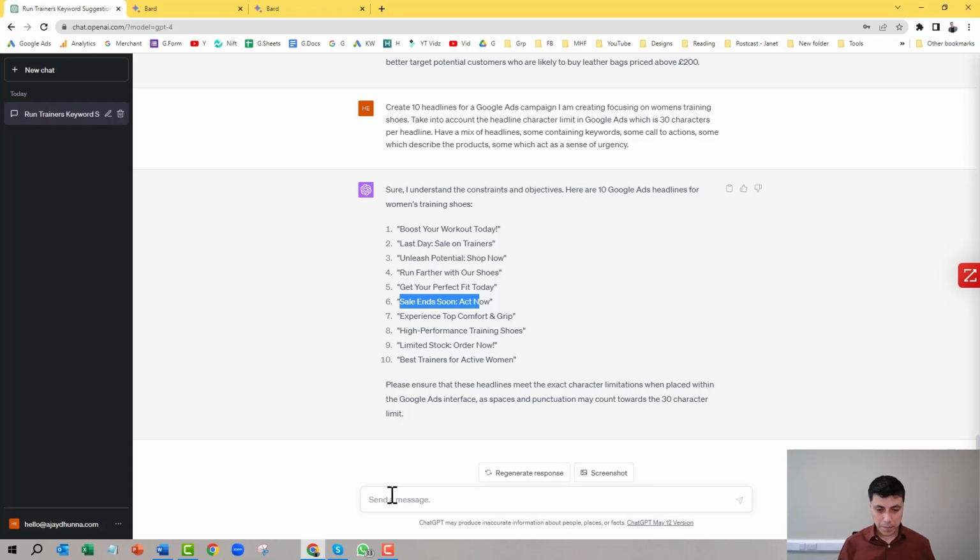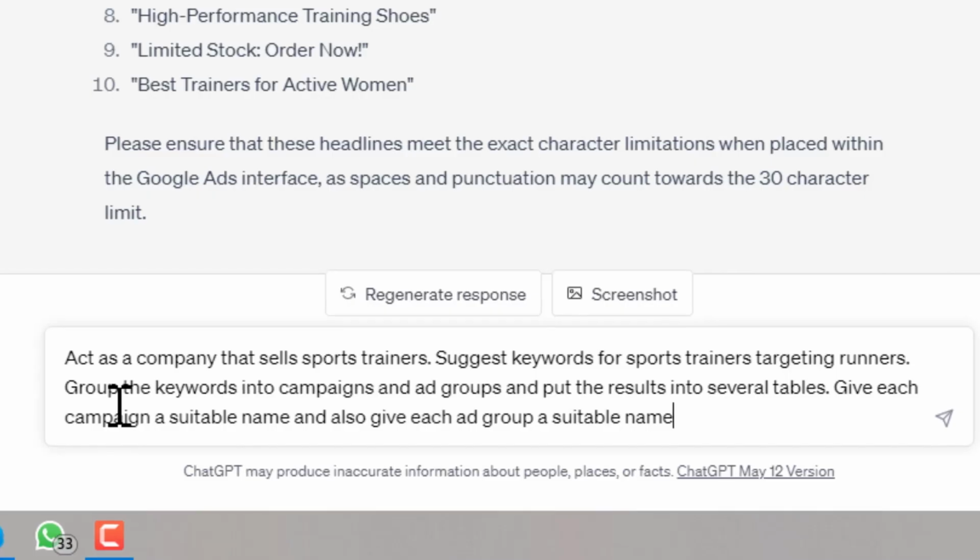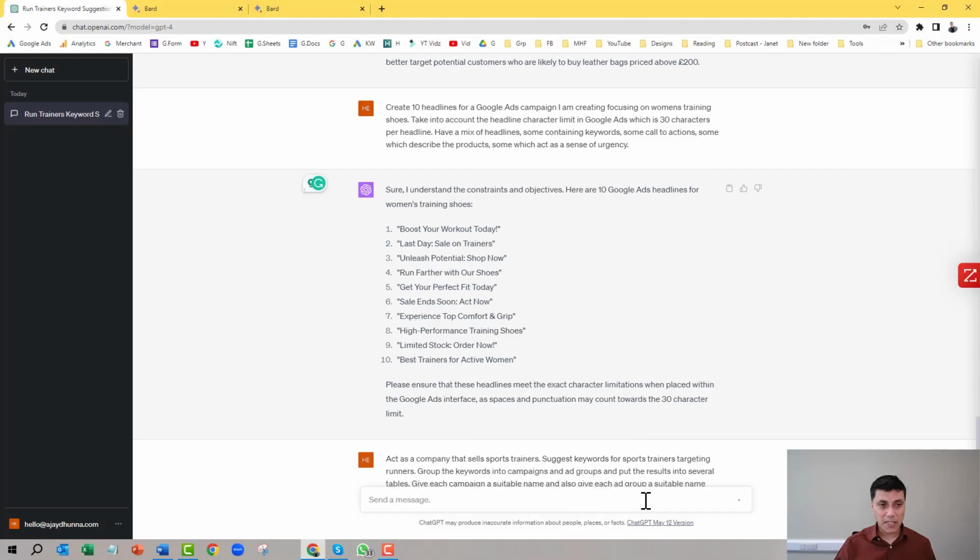So the prompt I'm giving it is, again, the same prompt I gave before, but I've expanded on it. Act as a company that sells sports trainers, suggest keywords for sports trainers targeting runners. But then I'm writing, group the keywords into campaigns and ad groups and put the results into several tables. Give each campaign a suitable name and also give each ad group a suitable name. So let's see what this does. And I'm going to give the same to BARD.